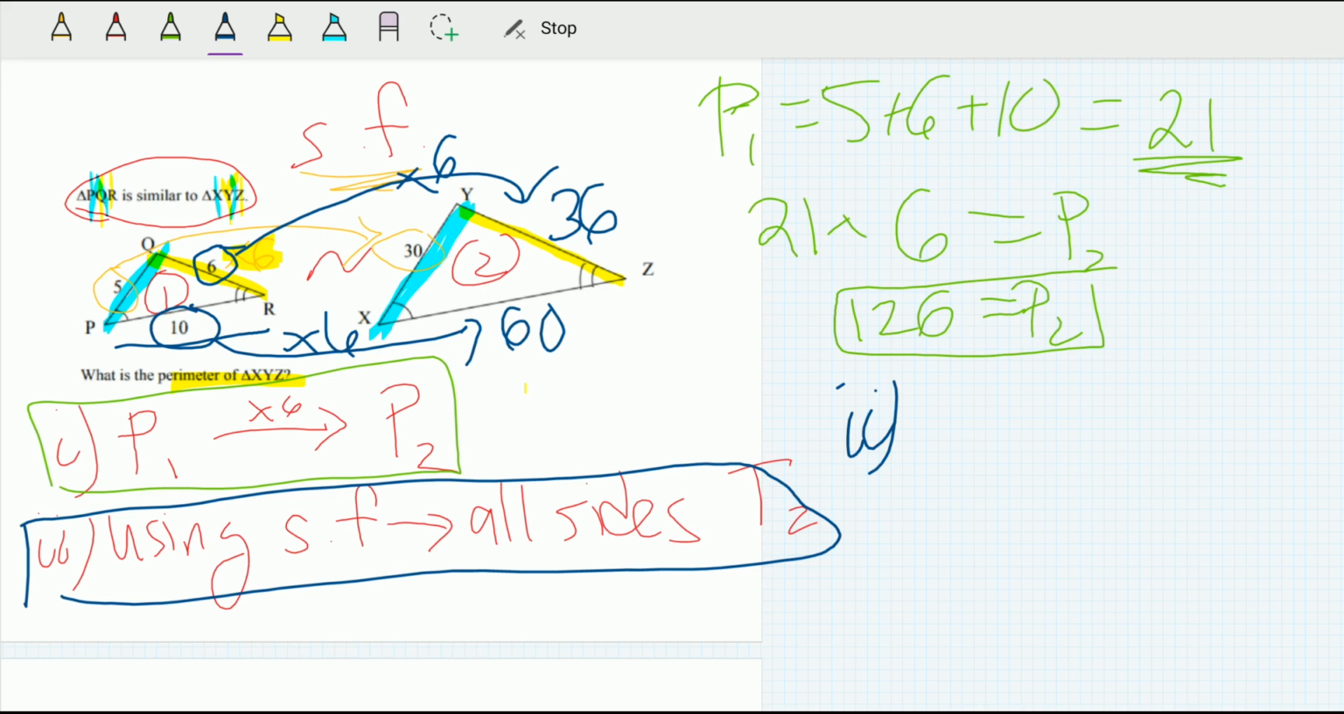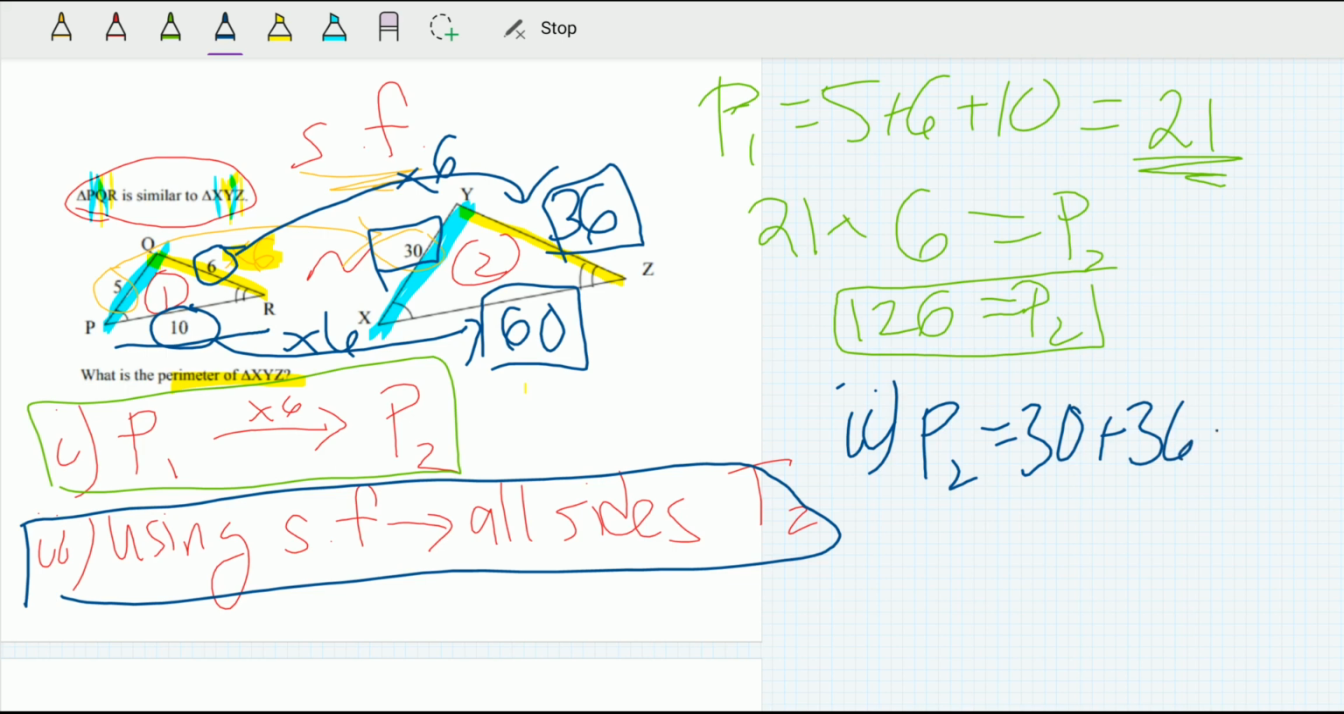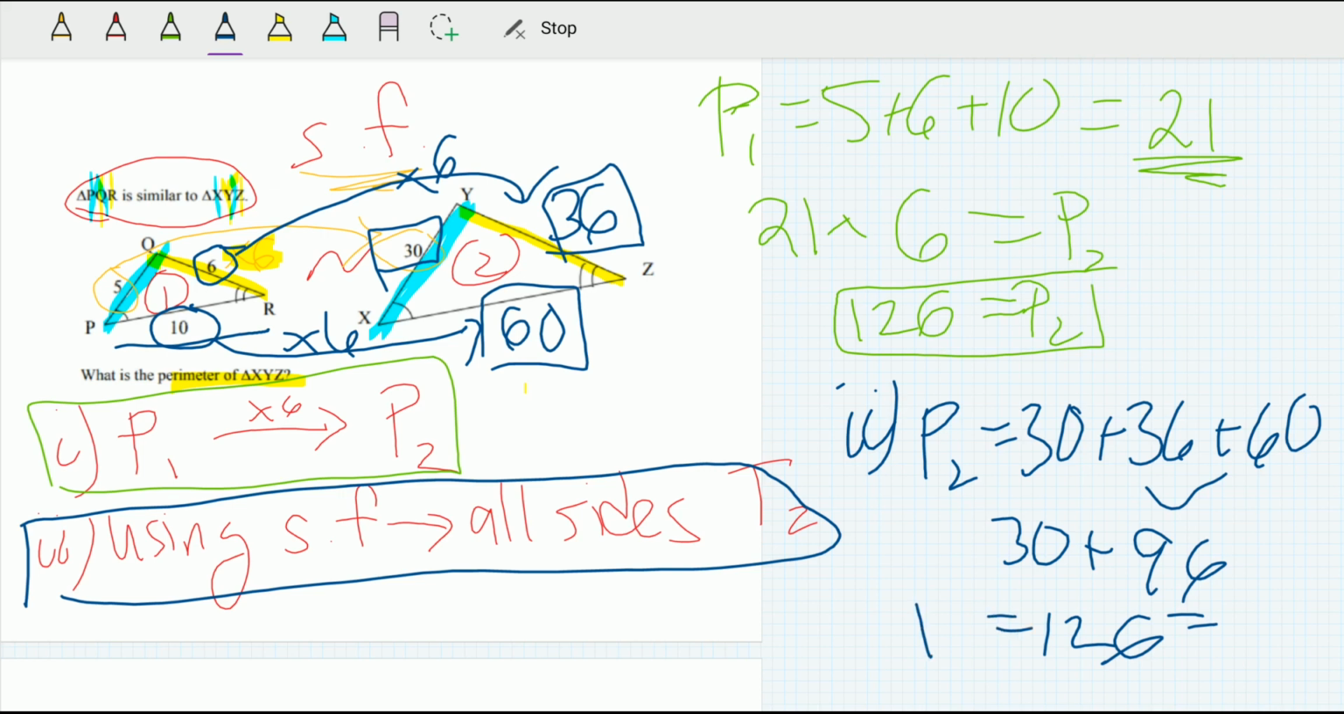So that means I actually have all of my sides available to me in the triangle that I'm trying to figure out. So then the perimeter of the second triangle is just me adding up all of these numbers. Let me go ahead and see. These two together give me 96, and then 30 over there. And then adding those two together gives me 126. And if you notice, this is the exact same answer that we got with the other way.